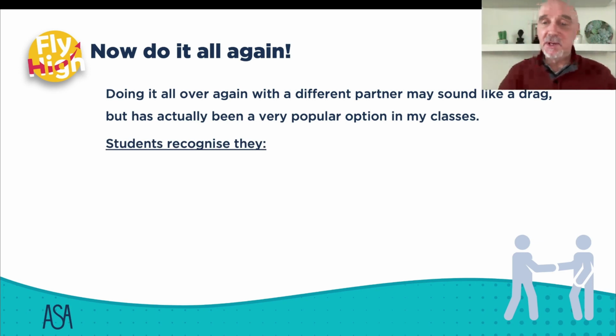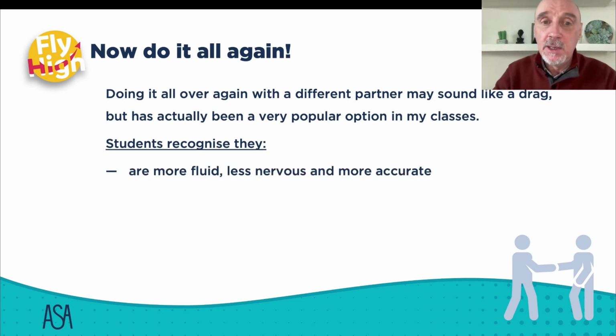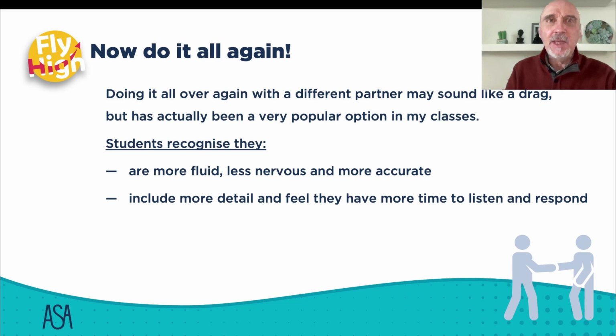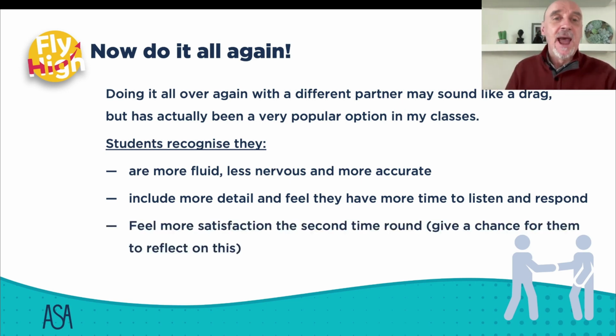When you ask students to do a whole activity again with someone different, they find that they are more fluid and more fluent, they're less nervous, and they make fewer mistakes. They include more detail because they have more bandwidth to think about what they want to include rather than are they going to make a mistake. They feel they have more time to listen and respond and encourage their partner, and they feel overall greater satisfaction the second time round they do something.